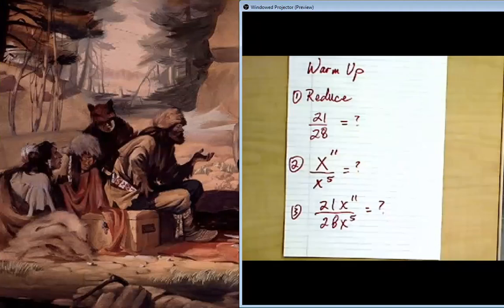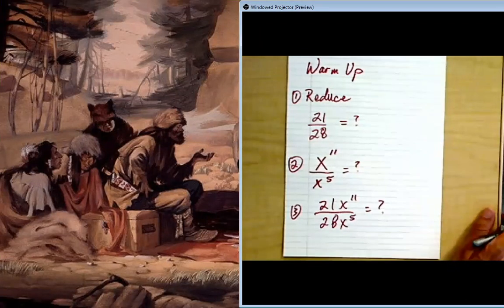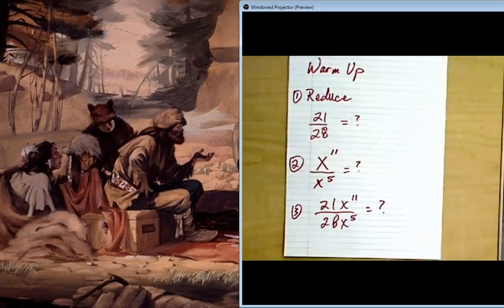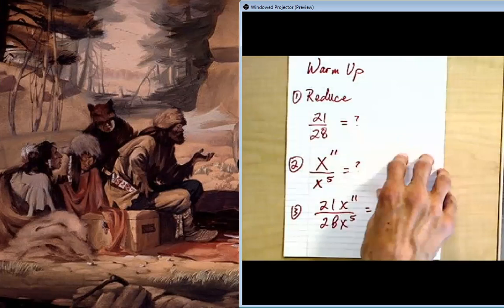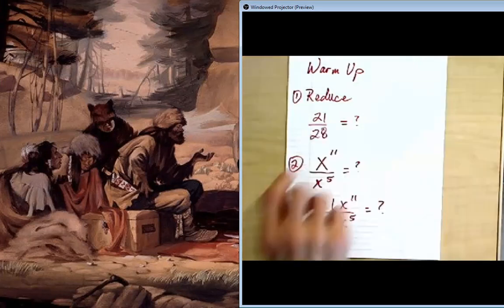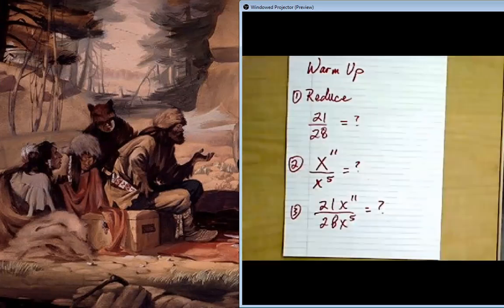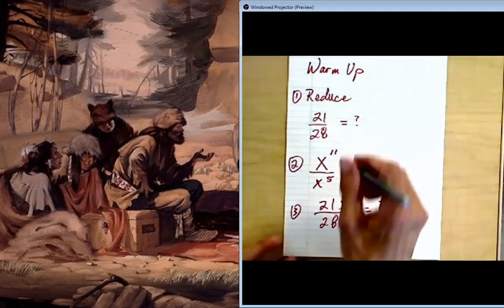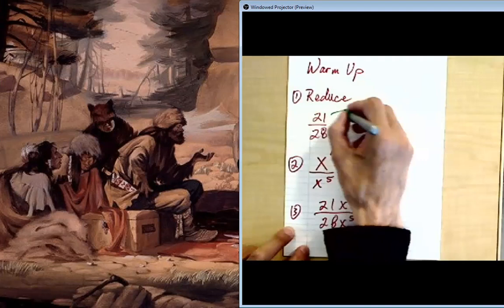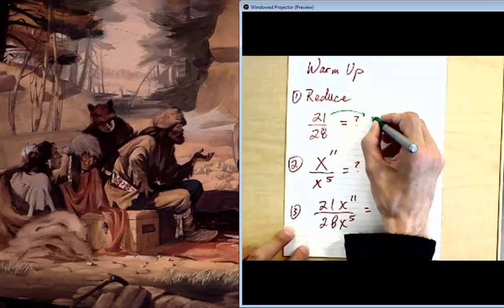Okay. Well, I think I can get started on the solutions here. This first one, you're going to help me, of course. The first one. What can we do to reduce this? 21 is 7 times 3, and 28 is 7 times 4. 7 goes with 7, and 3 is 4. Oh, it's pretty fast.